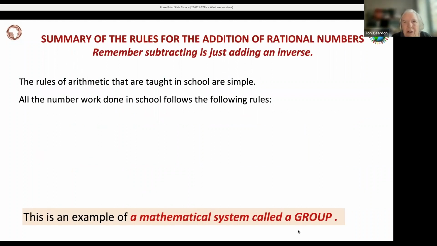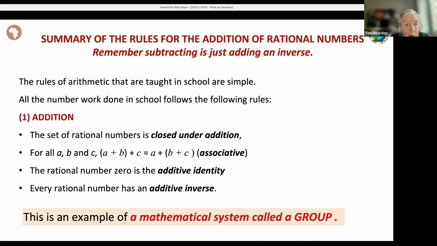So we're going to have a summary of rules now, and there's nothing new on this slide. There is a little bit at the bottom, this word group, but actually this is what we've been talking about since the beginning of this session, the rules for addition of rational numbers. So we've got to remember subtracting is just adding an inverse. And these are the rules taught in school. All the number work done in school follows these rules.